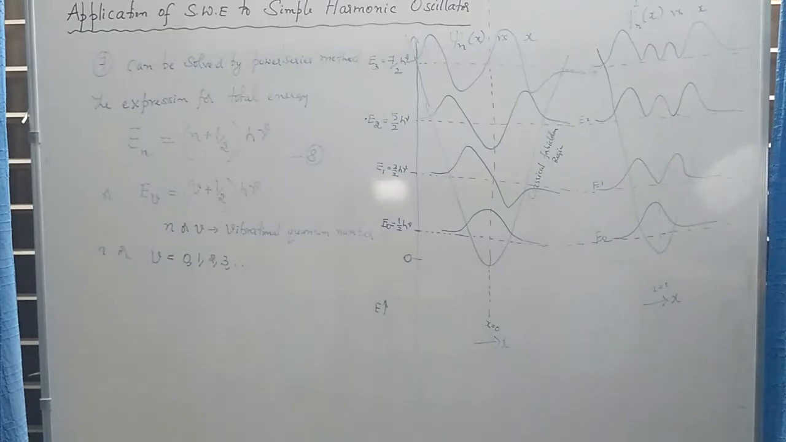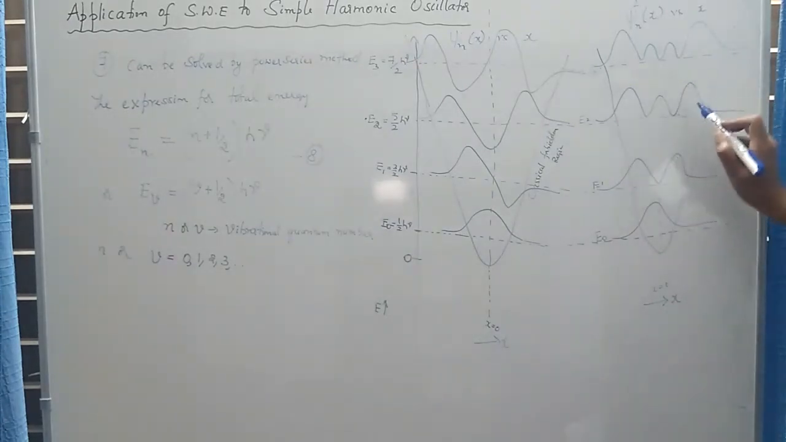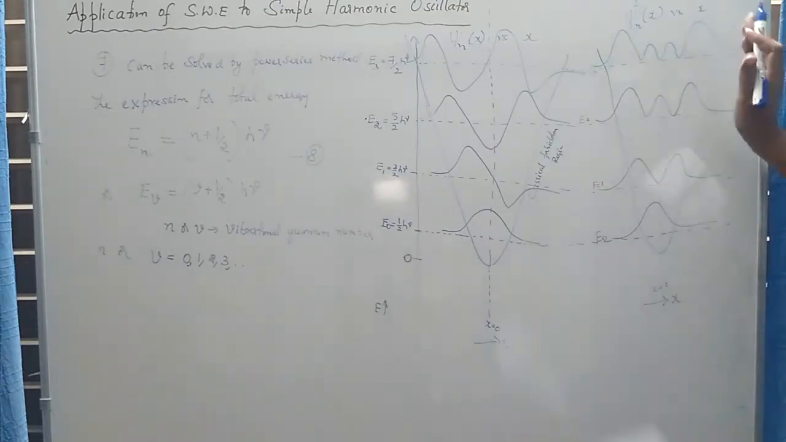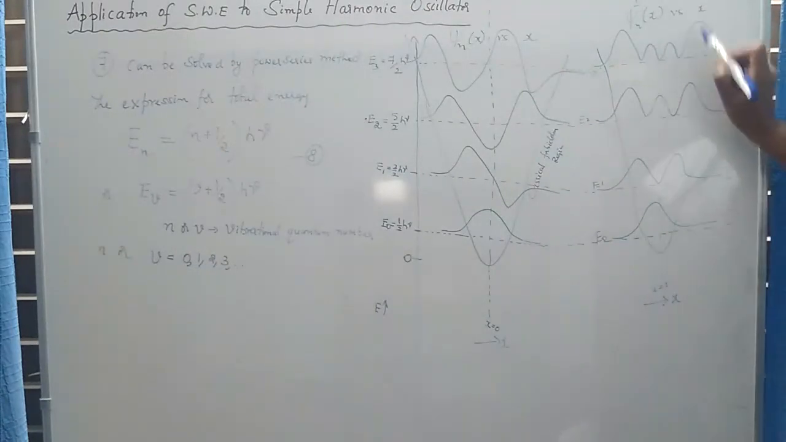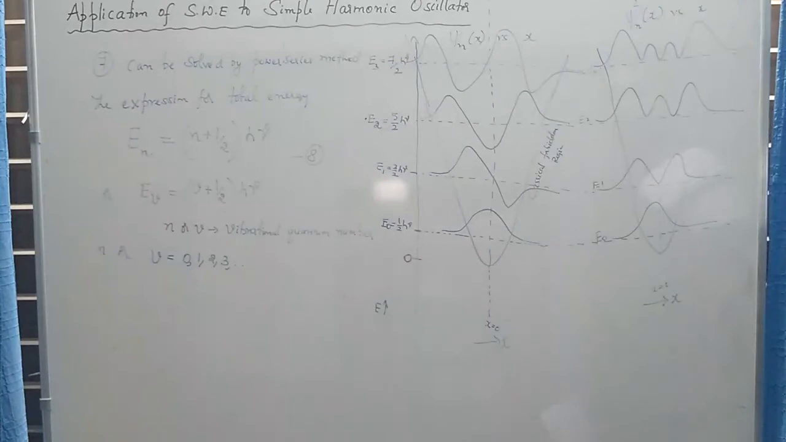And you see that here these two maxima have greater height compared to this. Here also these two maxima, which are very close to the extremes, have greater height compared to these two maxima at the center. So this is how the nature of psi square versus x looks for a simple harmonic oscillator. Now let us make some comment on this graph.